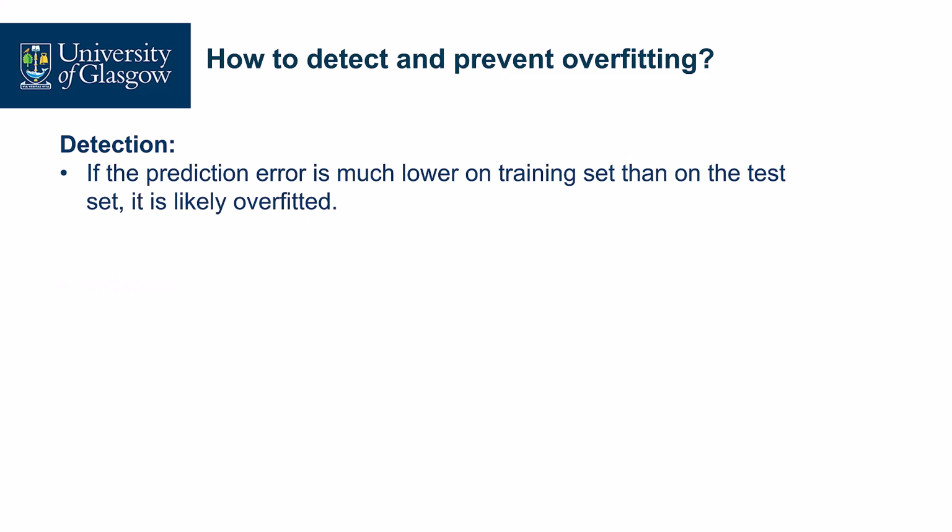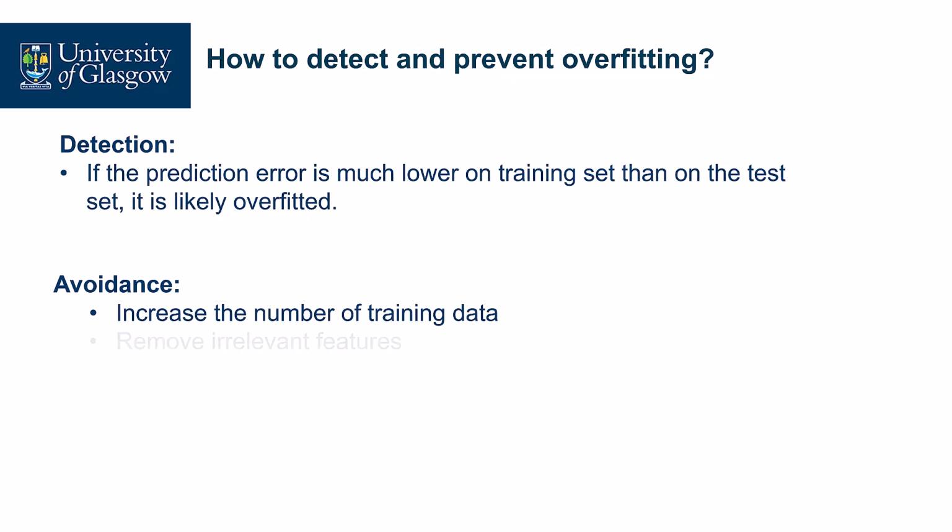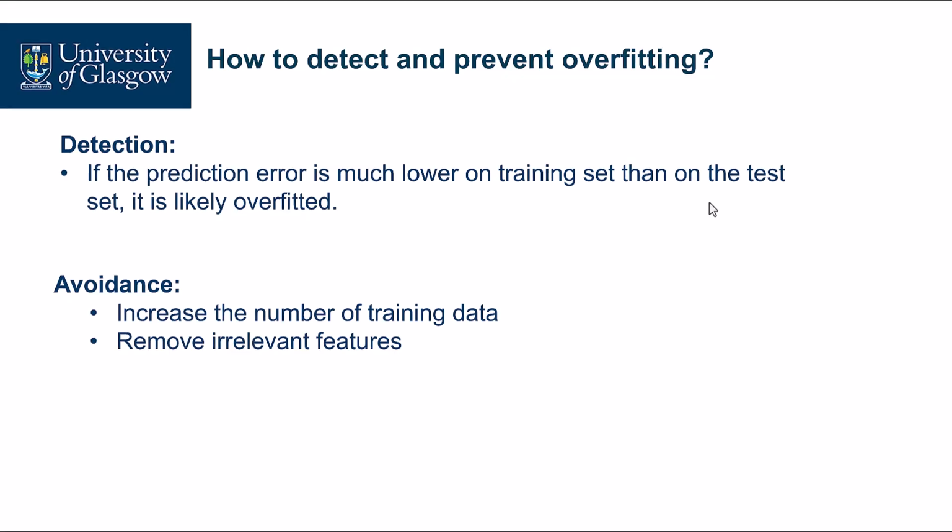So how to avoid it? There are some methods. First, we can increase the number of training data by providing more information to the learning machine. Second, we can remove irrelevant or unimportant features, to avoid the machine learning model learning them and becoming overfitted. We will introduce how to remove irrelevant features in the next specialization, on advanced techniques.